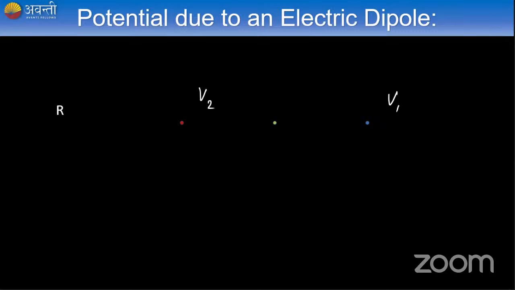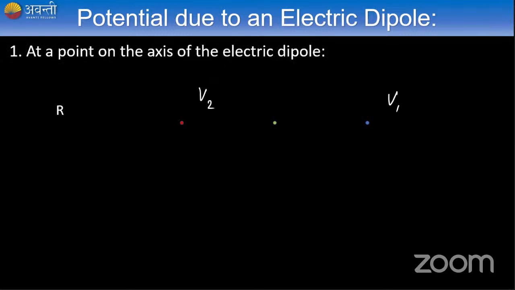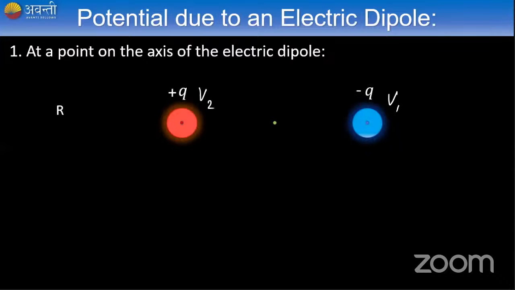Okay. So what are we going to do? Let us find the potential on the axis of the electric dipole. In today's class we'll discuss the expression for potential on the axis of an electric dipole. So let us consider 2 point charges of the same magnitude and opposite sign. Let V1 be the potential due to the negative charge and V2 be the potential due to the positive charge.